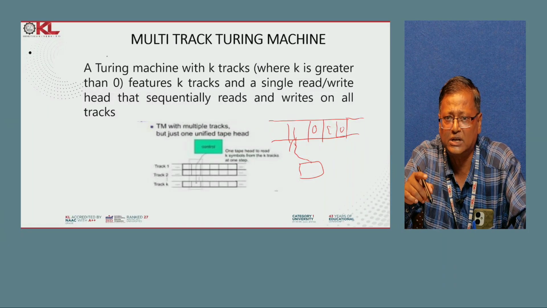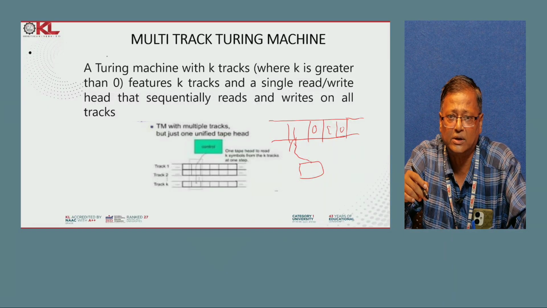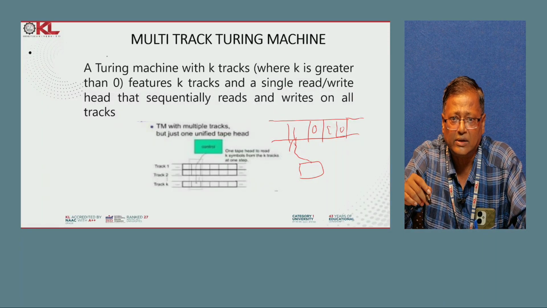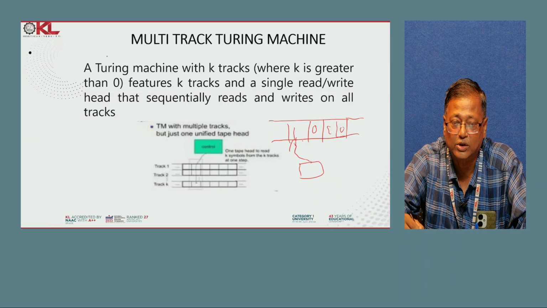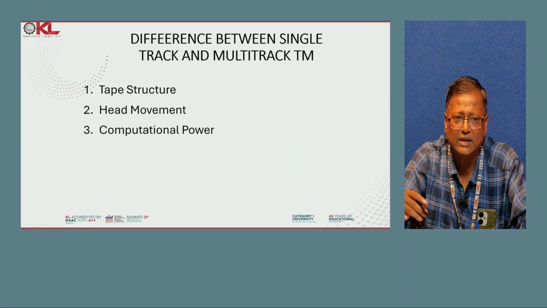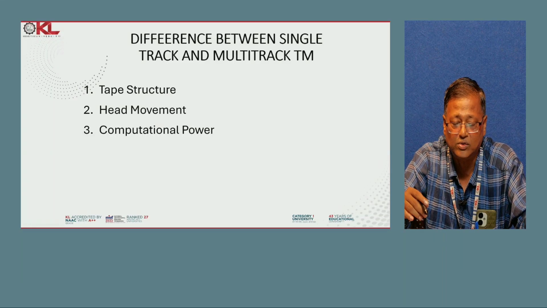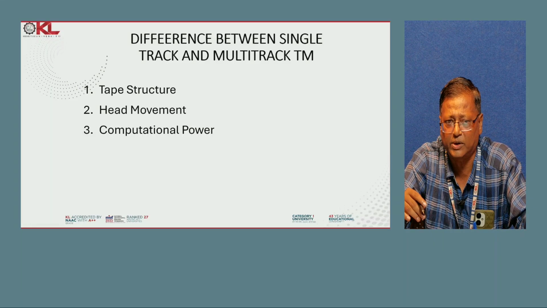But in the case of the multi-track Turing machine, it has multiple tracks, meaning K tracks, and only one head. It operates on the K tracks with a single read write head. This head reads the tape symbols and also writes on the tape. We also analyze the tape structure, head movement, and computational power of the multi-track Turing machine with the basic Turing machine. The basic Turing machine is a single track and single tape Turing machine, which we compare on tape structure, head movement, and computational power.